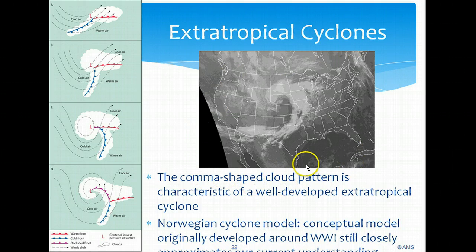This diagram, or this actual infrared satellite image, is characteristic of well-developed extratropical cyclones. Note the dry slot, the black shading to the south of the system center over Nebraska, in this region right in here.